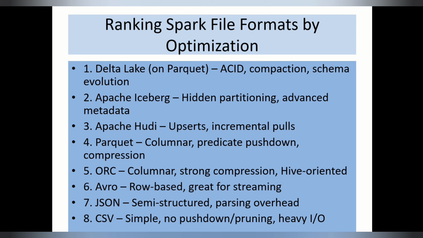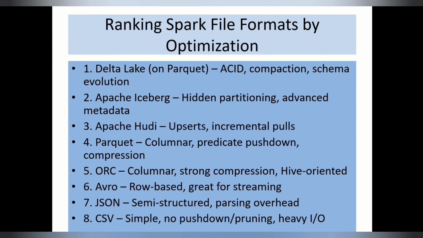We can utilize the hidden partitioning, advanced metadata. So yeah, that's how it can help us. Apache Hudi. Okay, then we have Parquet: columnar, predicate pushdown, compression. Those are available in Parquet. ORC, again the columnar format, strong compression, Hive oriented. Avro is robust, great for streaming.